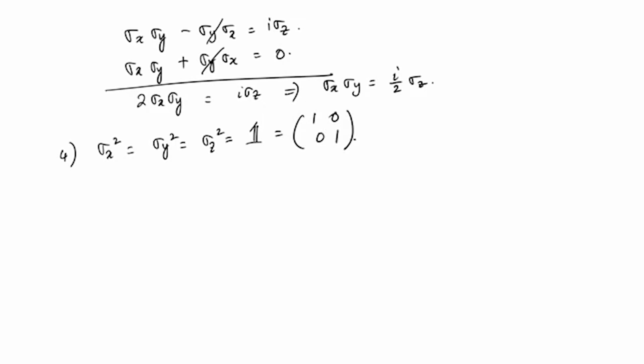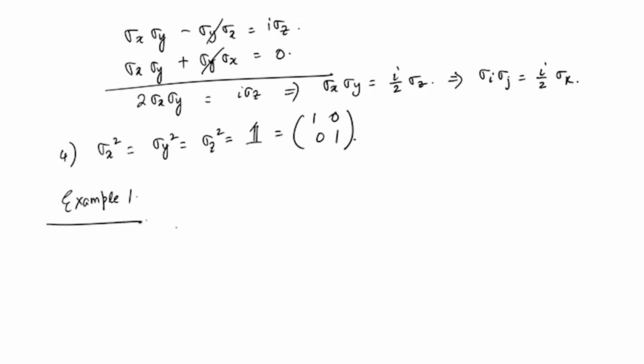And some other properties, just to generalize this property: sigma i sigma j is equal to i/2 sigma k, and you should keep that cyclic order of x, y and z, or i, j and k. Okay. So let us take a simple example for these properties, the ones that we just saw, the commutation, anti-commutation, and the square of each one of them being equal to 1.